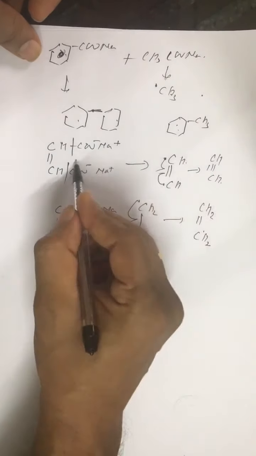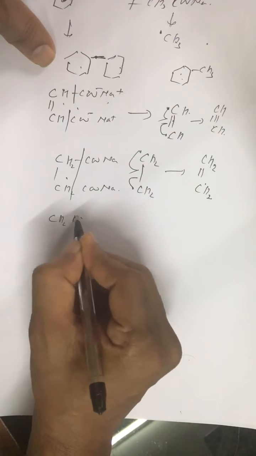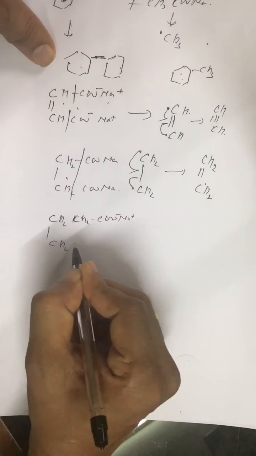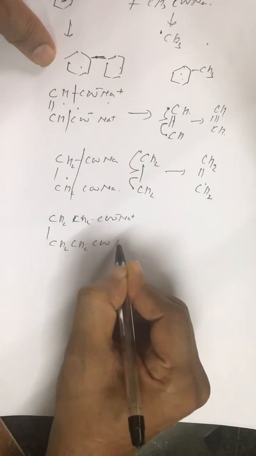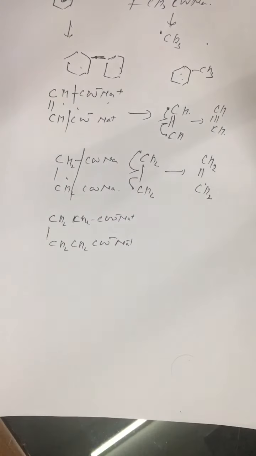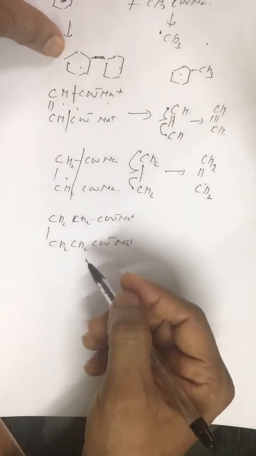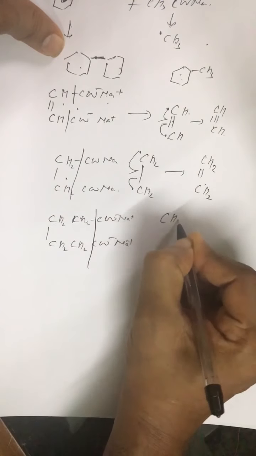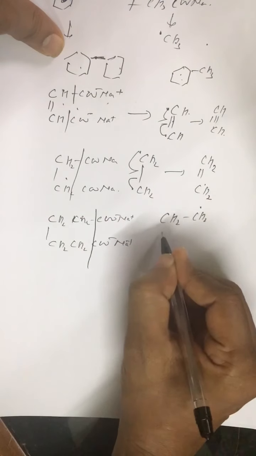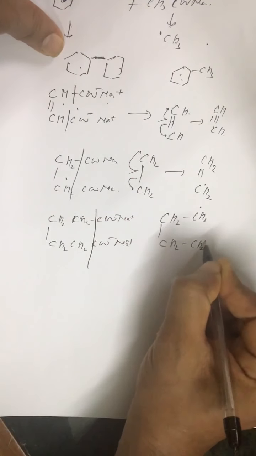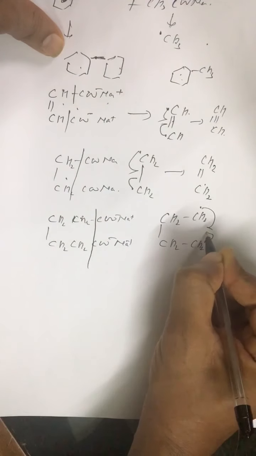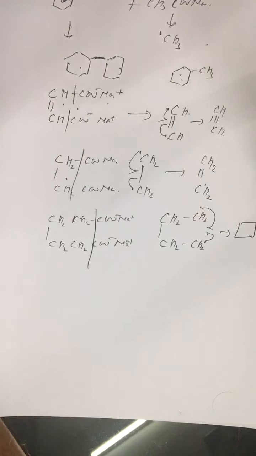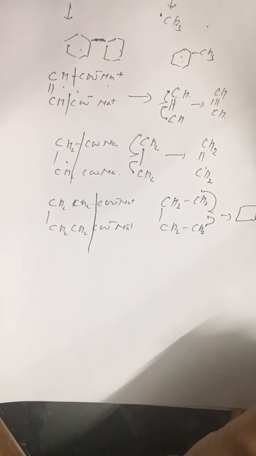And if you use CH2COONa, and this is CH2COONa, this is disodium adipate or simply sodium adipate. Just remove CO2 and you get CH2 free radical, CH2 free radical. Add up these two free radicals and you get cyclobutane. So in this manner you can write the products.